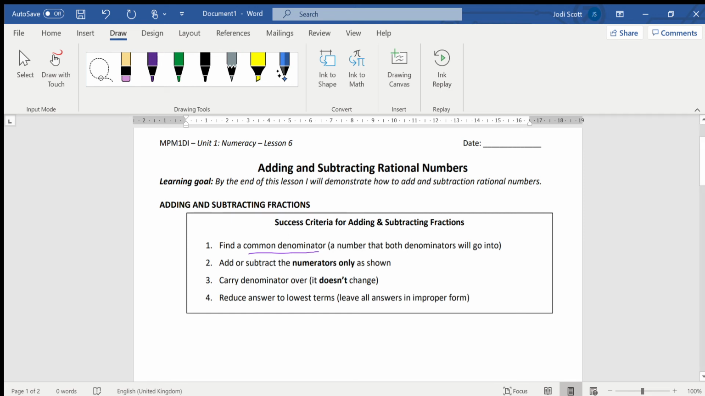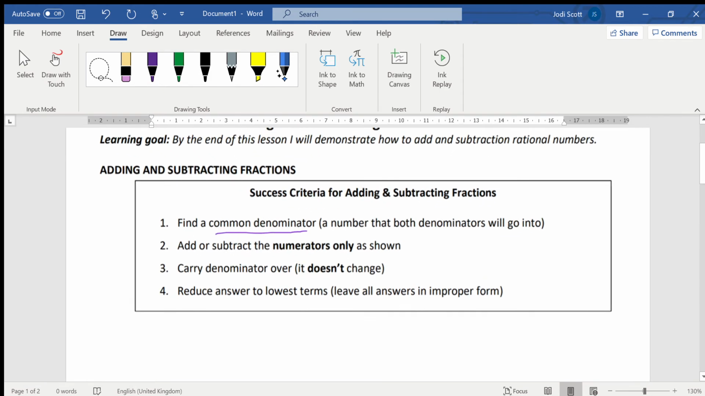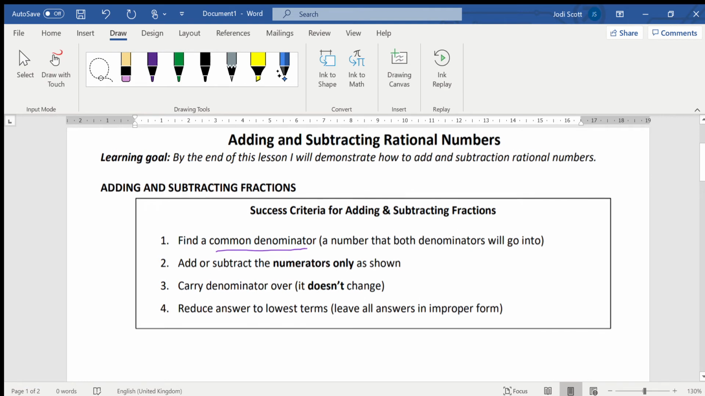Okay, so the other lesson that we're going to do today is adding and subtracting rational numbers, so lesson 1.6. By the end of the lesson, you should be able to show me how to add and subtract rational numbers. So a little bit of success criteria here. Make this screen a little bit bigger.